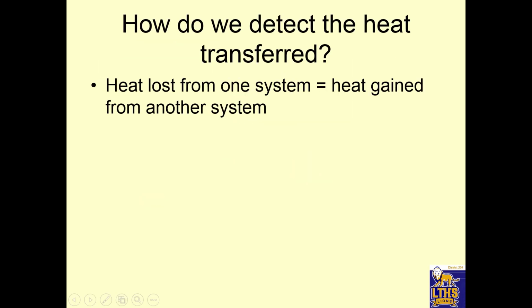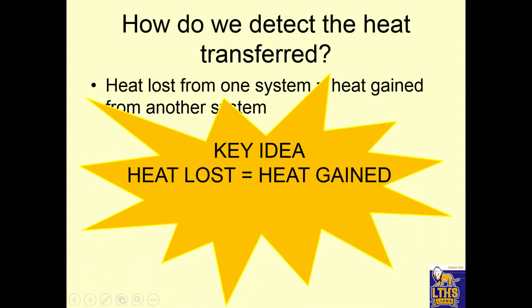Okay. How do we detect heat transfer? If you hold an ice cube in your hand, the heat from your hand goes into the ice cube. So the heat is going to cause something to happen to whatever it's transferred to. Sometimes it's going to change the temperature of the other thing. Sometimes it's going to change the phase. Sometimes it could do both, change temperature and phase. But the heat loss from one system equals the heat gain of another system. This key idea is going to help us, because whatever Q goes out of something is the Q that goes into something. And we know how to find Q.